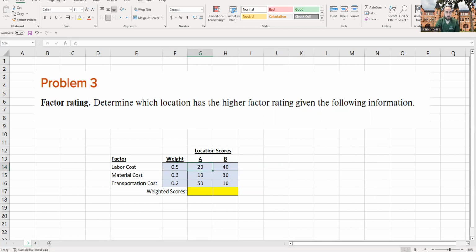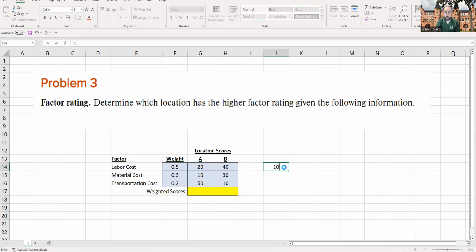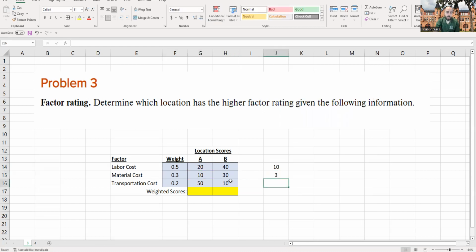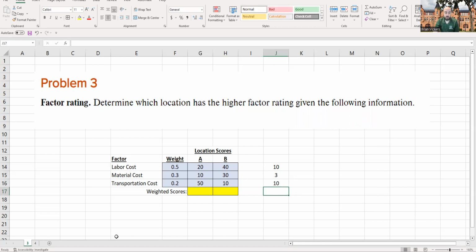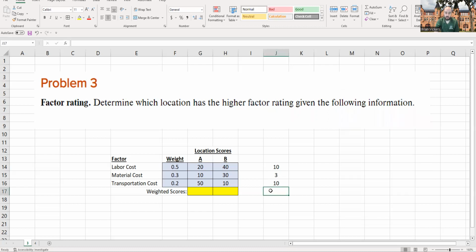So 0.5 times 20, I'd start by doing that. Well, 0.5 is 50%, half of 20 is 10, so 0.5 times 20 is 10. So I just write down 10. 0.3 times 10, right? 0.3 times 10, 3. And then 0.2 times 50, okay? I get 10. Once I get all of those, I then add them all together. So I'm going to sum the products, 10 plus 3 plus 10. And this location would have a weighted factor score of 23. So location A gets 23 points.